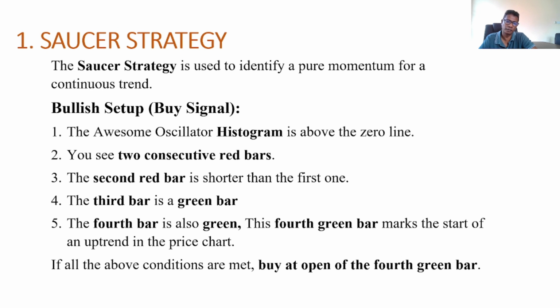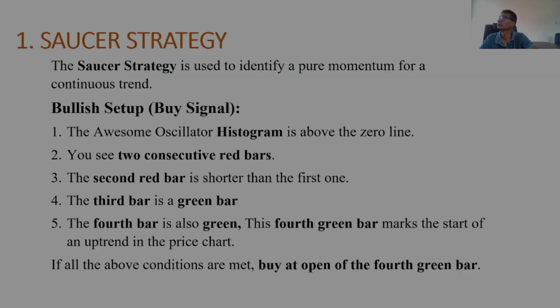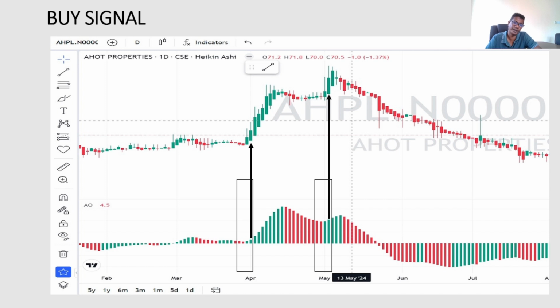The fourth green bar marks the start of an uptrend in price chart. If all the above conditions are met, buy at the open of the fourth green bar. To make that strategy, I am taking an actual market chart.